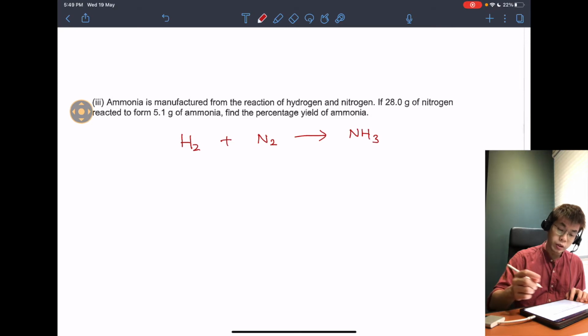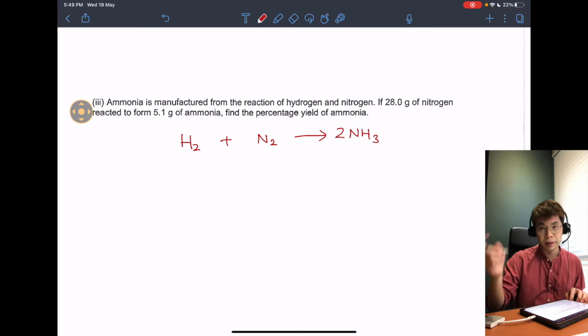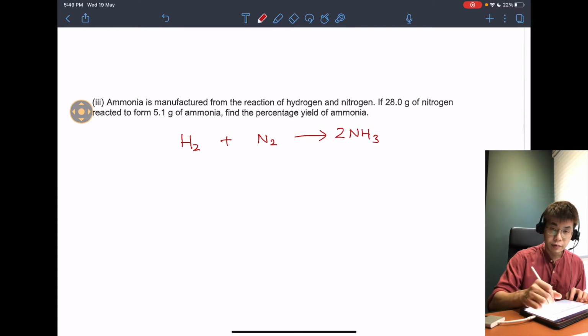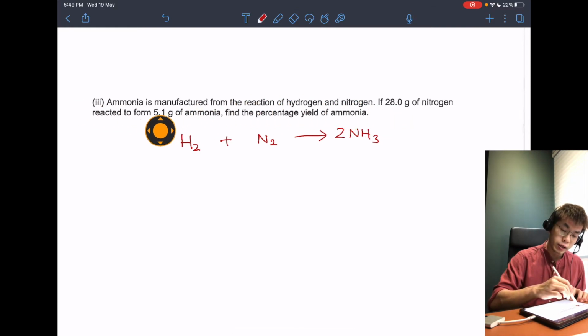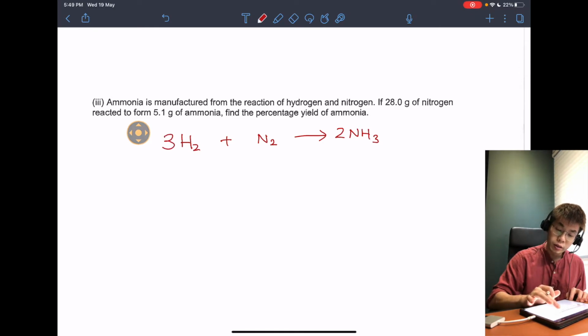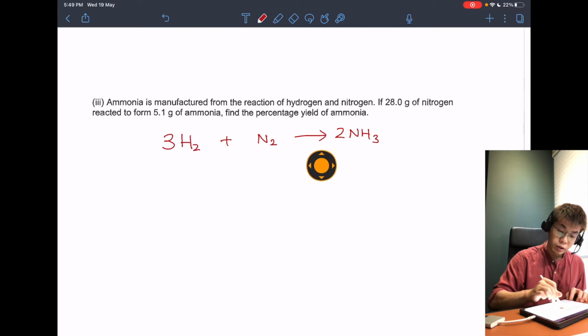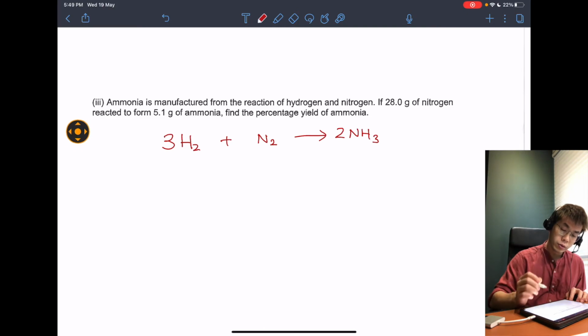In this equation, I have 2 nitrogens on my left side, so I also need 2 nitrogens on my right side. I have 6 hydrogens on my right side, so I need to have 6 hydrogens on my left side. I already have 2, so I just need times 3. So let's check. I have 6 hydrogens, 6 hydrogens, 2 nitrogens, 2 nitrogens. Okay, so now let's write.